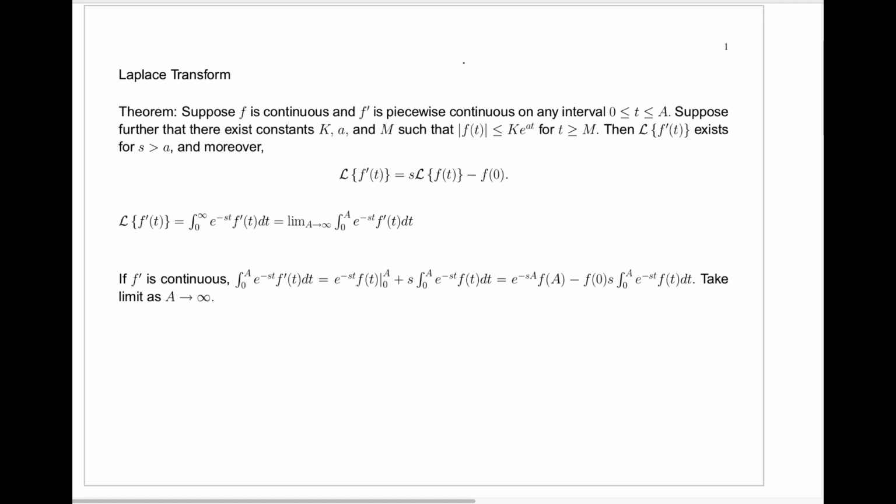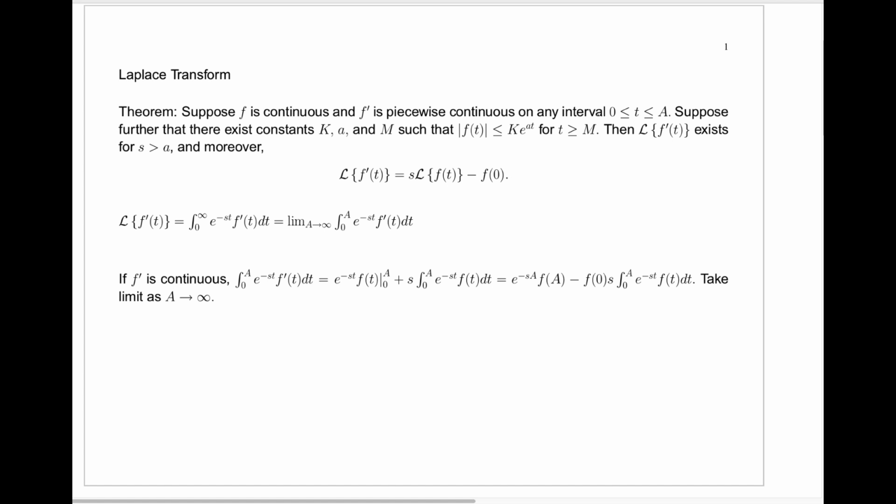Suppose f is a nice continuous function and f prime is piecewise continuous on any interval from 0 to a. Suppose further that there are constants k, a, and m such that the absolute value of f of t is bounded by k times e to the at for t bigger than or equal to m. These are all just niceness conditions that say essentially things aren't too bad. f is continuous, f prime is piecewise continuous, and f doesn't grow too fast.